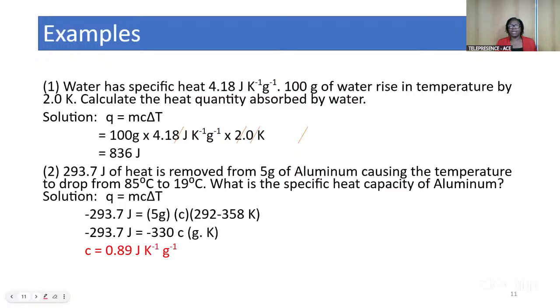Calculate the heat quantity absorbed by water. So it's easy because we have been told that there is a rise in temperature. That tells us that it's absorbing heat. And heat in this sense is going to have a positive value because heat is not lost, heat is absorbed. So even though we have not put a positive sign here, it is implied because heat is absorbed.